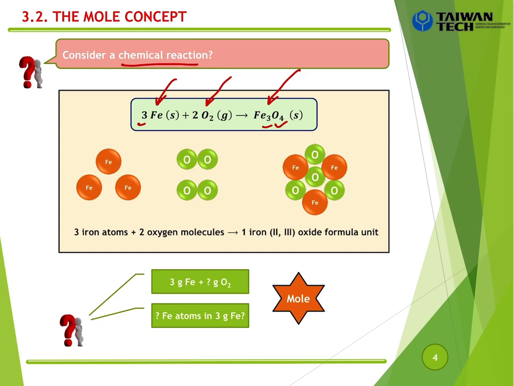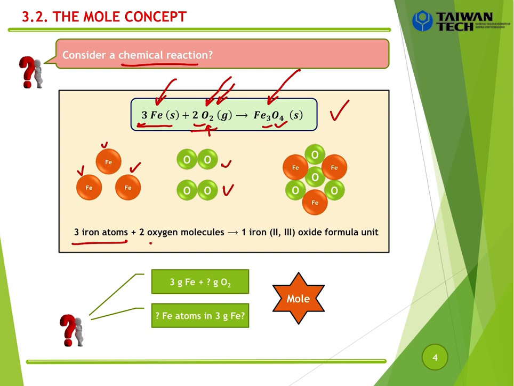So on the left, we make the balance 2 oxygen molecules. Because oxygen is the gas, so we have O2 here. And we get the balancing chemical equation. And in this equation, you can see 3 iron. It means that we have 3 iron atoms react with 2 oxygen.